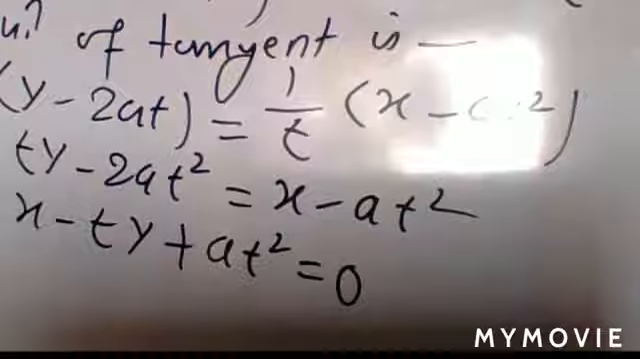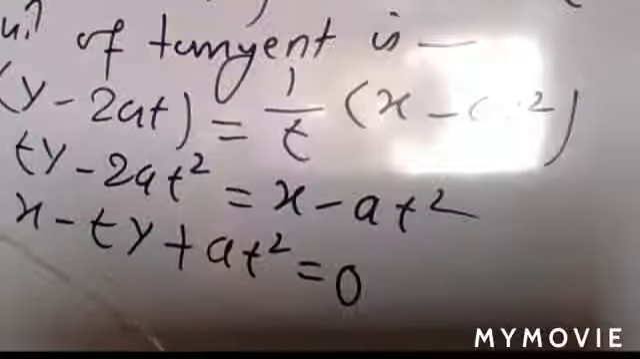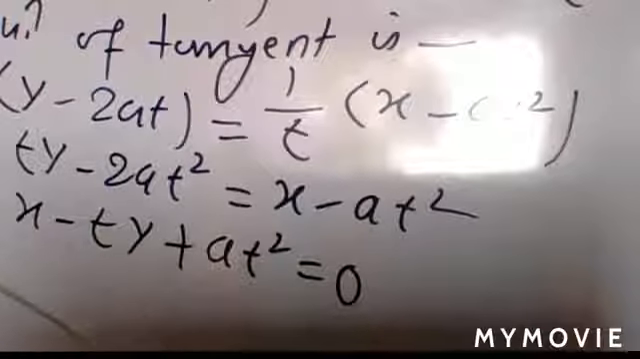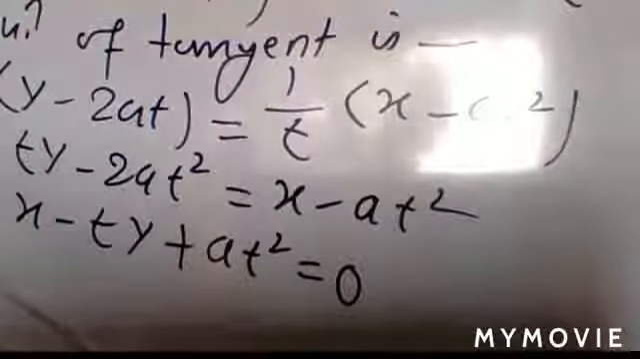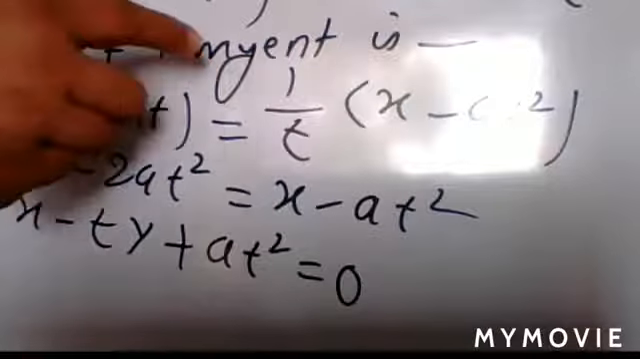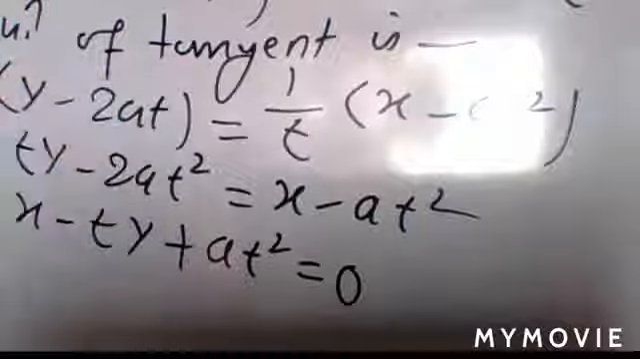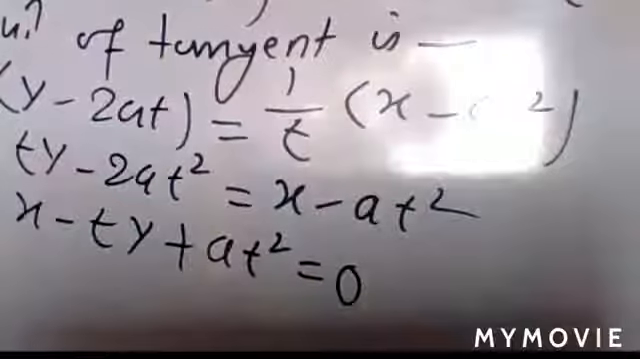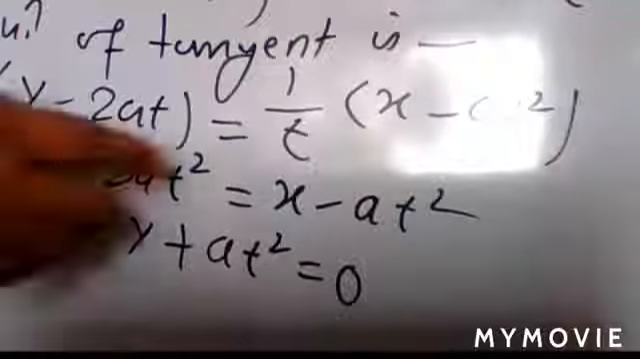No? Okay. So if you want to find the equation of normal, you have to change only the slope of tangent, means you require the slope of normal. So if the slope of tangent is 1 upon t, for normal you take its reciprocal and change its sign. So the slope of normal is minus t.